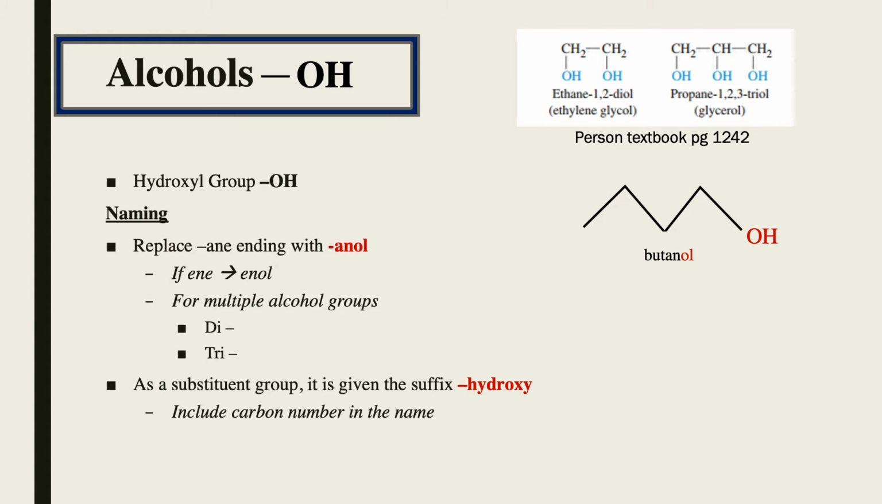Okay, moving on to alcohols. They have a hydroxyl group, an OH, and in order to name them, we're just going to change the ANE ending to anol. And if it were to have a double bond, so it had an ENE ending, we're going to change that to enol.